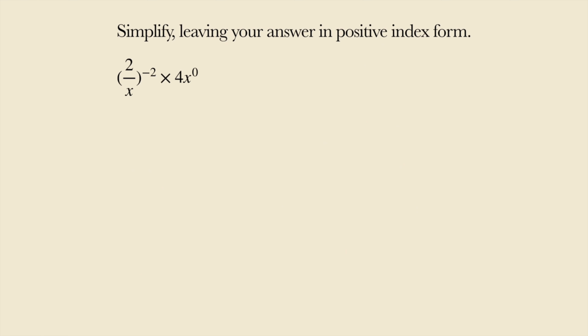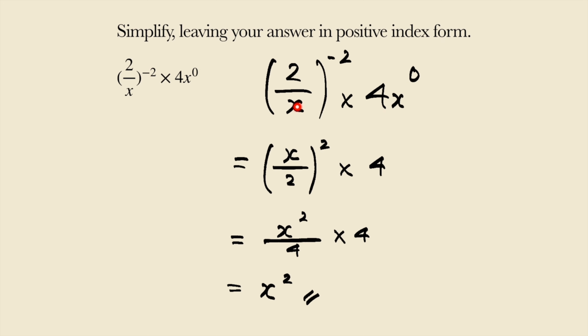So classic pitfalls, the 0 here only applies to the x. It doesn't mean the whole thing here turns into 1. X power 0 is 1. That means 4 is left behind. Okay, so we're going to do the flipping first. 2 over x becomes x over 2. Now the power becomes positive 2. So the only thing that's raised to power 0 here is x. So it turns into 1, the 4 remains.